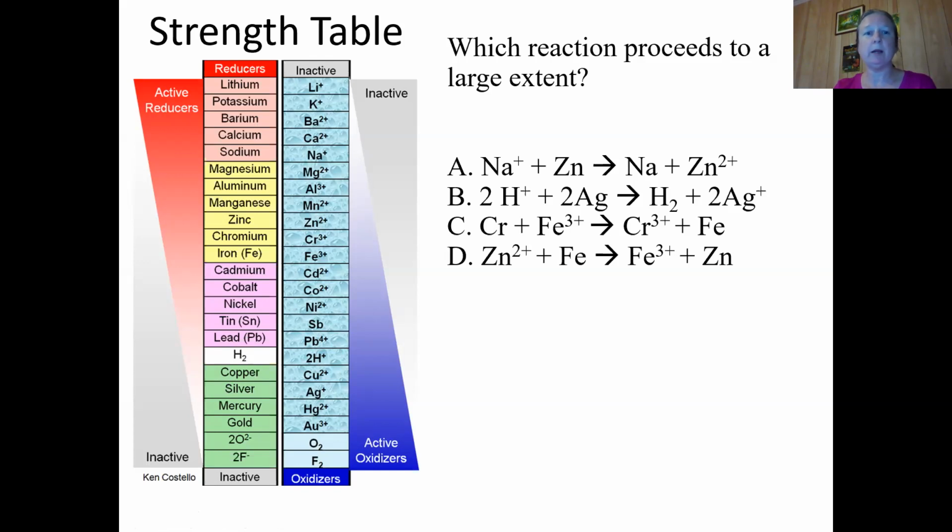What about chromium and iron 3? There's chromium right here. Iron is right below it. Will chromium element react with the iron ion to make the element? Yes. It's going downhill. Chromium is a stronger reducing agent. It can make a weaker reducing agent. And of course, iron is your product. So your stronger is on the reactant side, and the weaker is on the product side. Yes, that will happen.